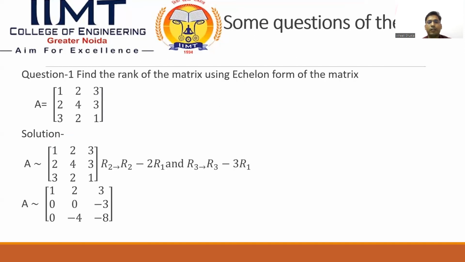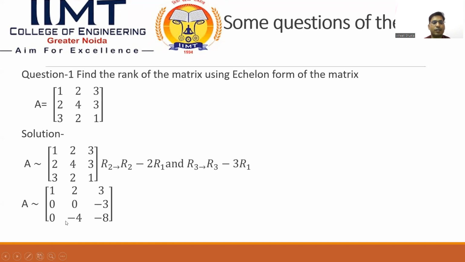Now, we will solve a question using echelon form, that is, to find the rank of the matrix using echelon form. The question is A equals 1 2 3 in the first row, 2 4 3 in the second row and 3 2 1 in the third row. Now we apply the row elementary operation, that is, row 2 minus 2 into row 1 and row 3 minus 3 into row 1. We apply and we get a matrix 1 2 3, 0 0 minus 3 and 0 minus 4 minus 8.